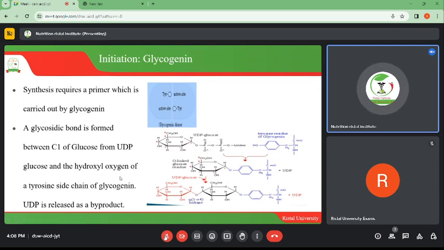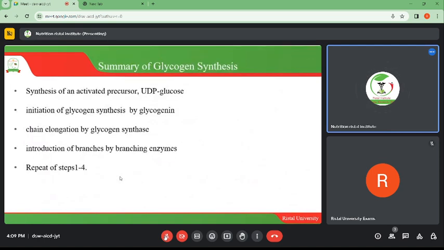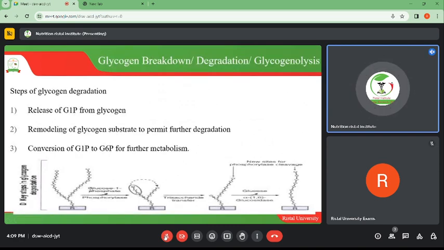Then to continue on, we have the chain elongation by glycogen synthase, and then the introduction of branches by the branching enzyme, like we said before, and then the steps repeat themselves, the exact steps, until the chain is long enough. And now, after forming glycogen in your body, what else happens? Let's see what happens.